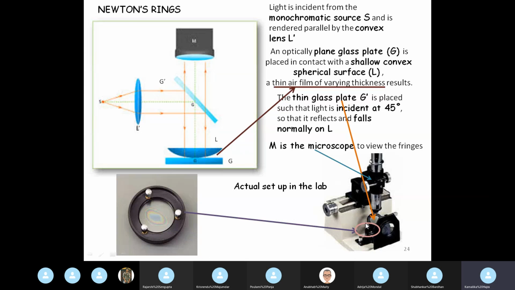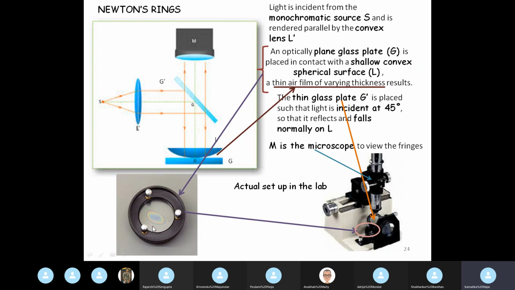So this, sir, I've sort of put a circle over here because it's not totally visible, and I have given you the actual picture of the plain glass plate and the shallow convex lens combination. So they are basically a combination. They don't come separately. They are a combination riveted like this. You can turn these rivets, and you can make sure that only the point of the curvature of this convex lens touches the plane surface of the glass plate.